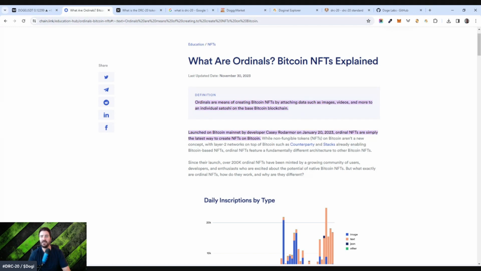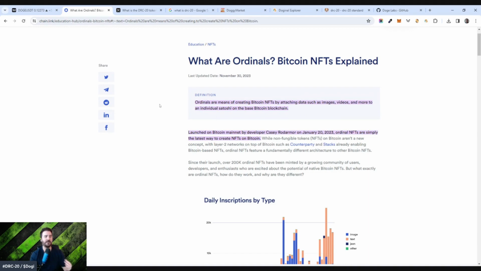So it's just as good as being on the blockchain, right? For example, launched on Bitcoin mainnet by developer Casey Rodarmor on January 20th, 2023, so relatively new, ordinal NFTs are simply the latest way to create NFTs on Bitcoin. So this is Bitcoin. You've probably heard of BRC-20s, but this is DRC-20s, right?